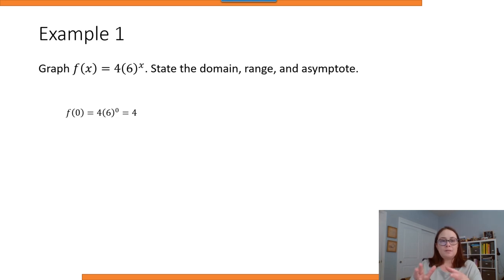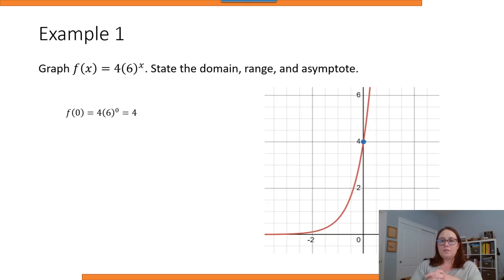The base of 6 is positive. This function is positive, so I know it's increasing to the right. Sorry, not positive. It's greater than 1. 6 is greater than 1, so I know it's increasing to the right. So already I can get a pretty good sketch of it that looks like this. And like I said, the domain is going to be everything for any exponential function. So negative infinity to infinity is the domain.